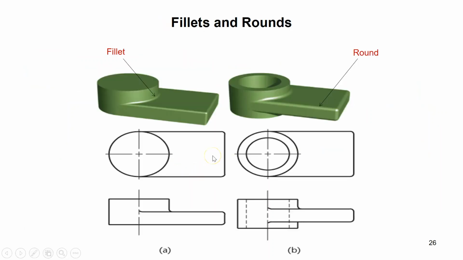Also, if there are fillets and rounds, you have to show them, right? So here, this edge is filleted, so I show it with this small radius here. Or here, these edges that are rounded, these external edges, I show them here, right? So you can see the fillets here, here, and here, and then you can see the rounds here.